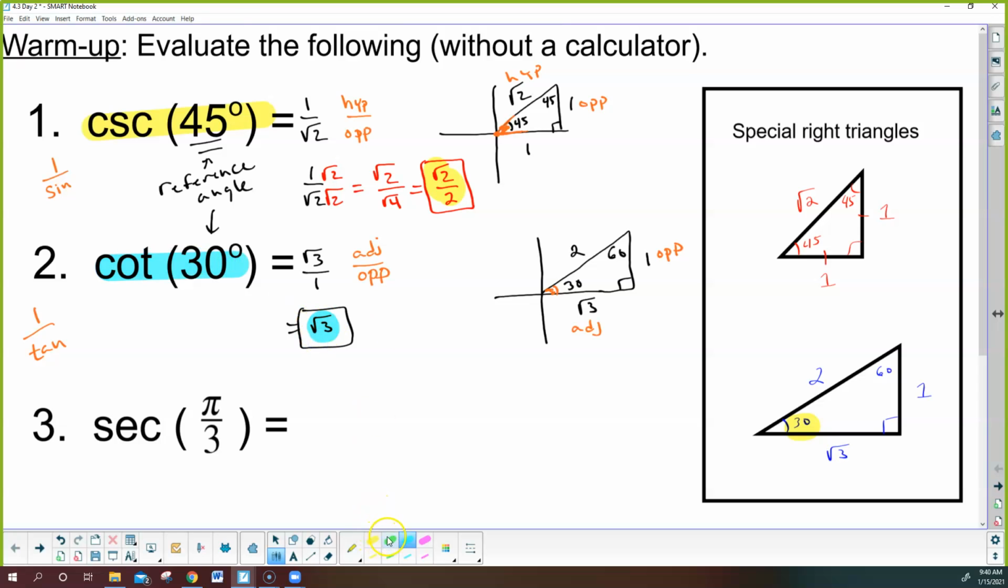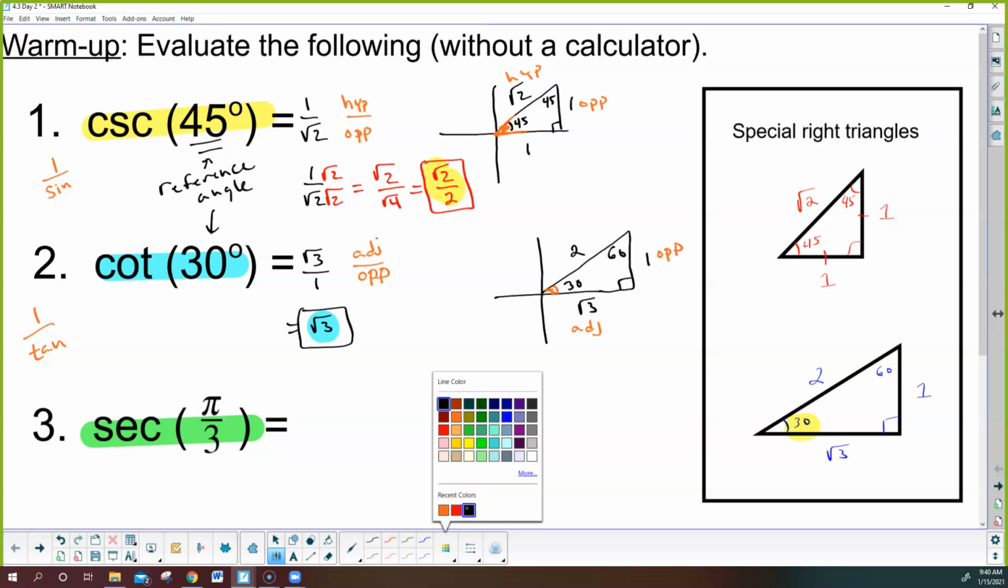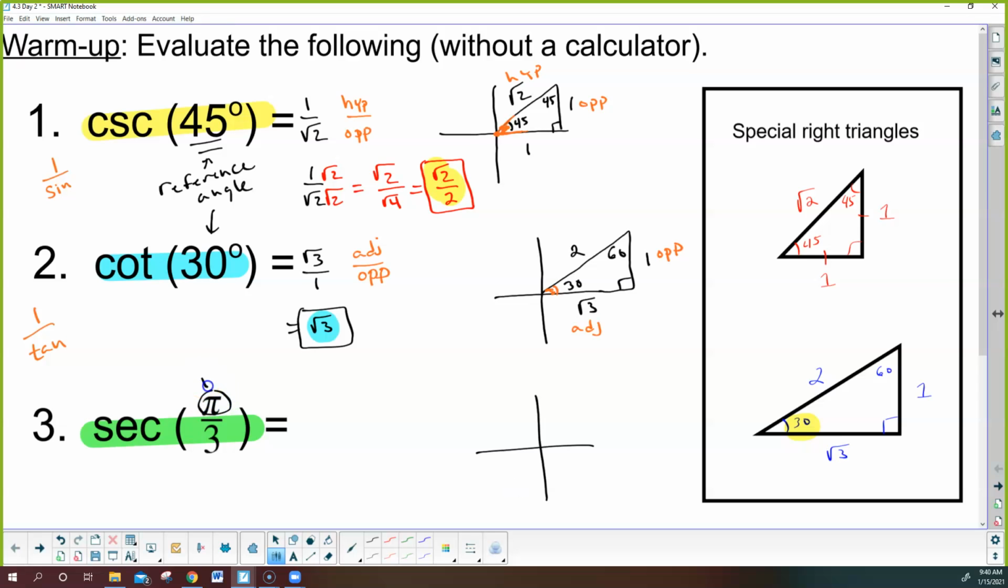Okay. And then the last one, we've got secant of pi over 3. So now I got to think, well, pi over 3. Well, think of this. Pi is the same as 180 degrees. So 180 divided by 3 is 60 degrees. So that's how I deal with my reference angle. If I drew this a little more accurately, 60 degrees would be kind of a taller triangle than the 30 would.